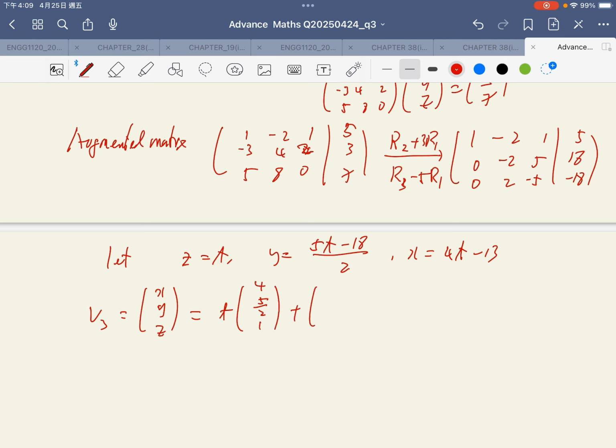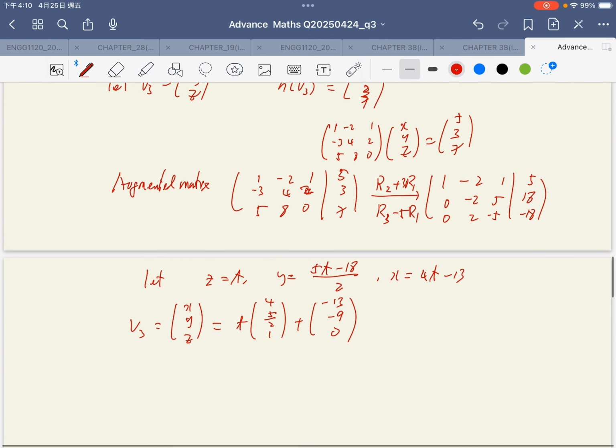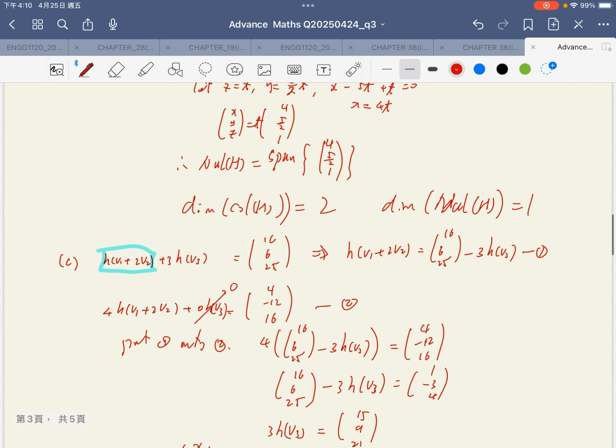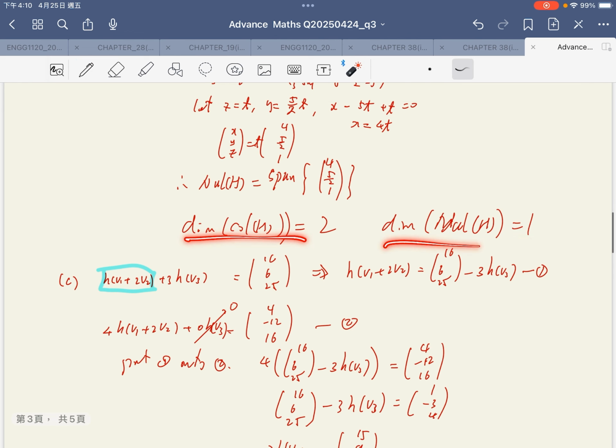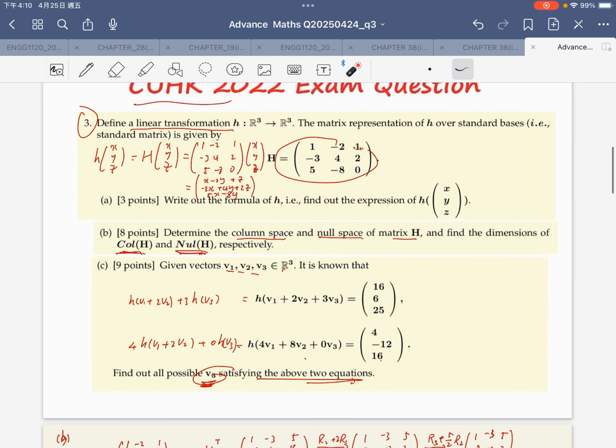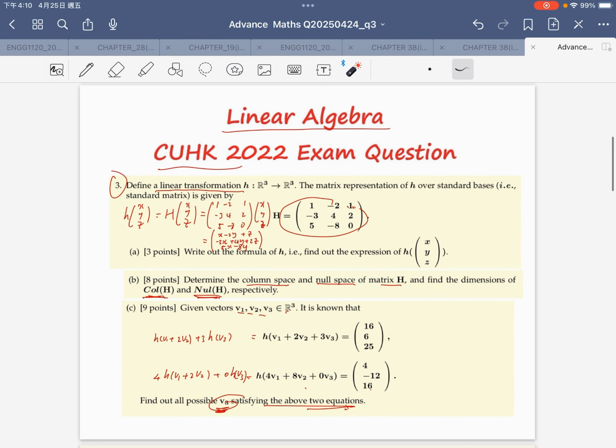And therefore the solution V3 should be in this format: t times (1, 4, 5 over 2, 1) plus (-13, -8, 0). This is the solution of V3, or the formula of V3. Yes, I think it is a simple question, but we need the concept of the dimension, null space and column space. Okay, it belongs to an easy question.